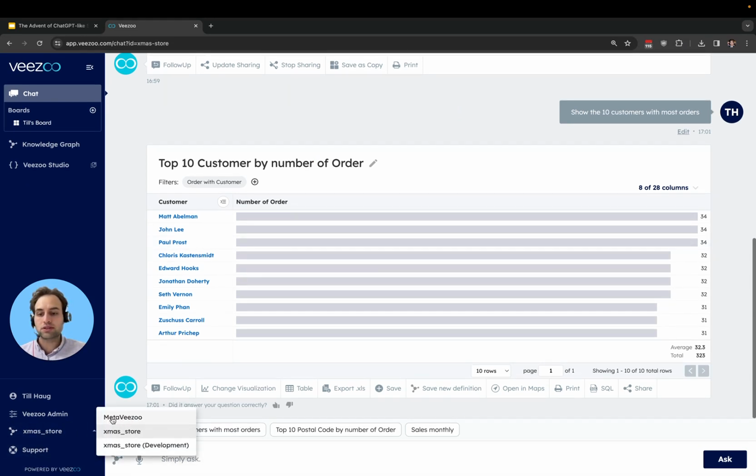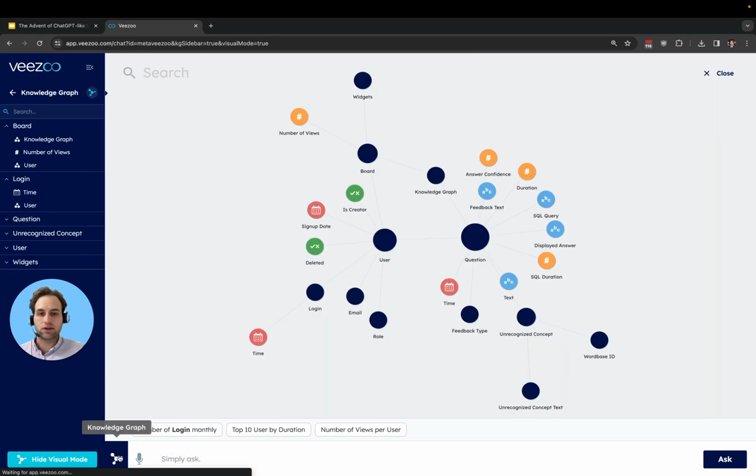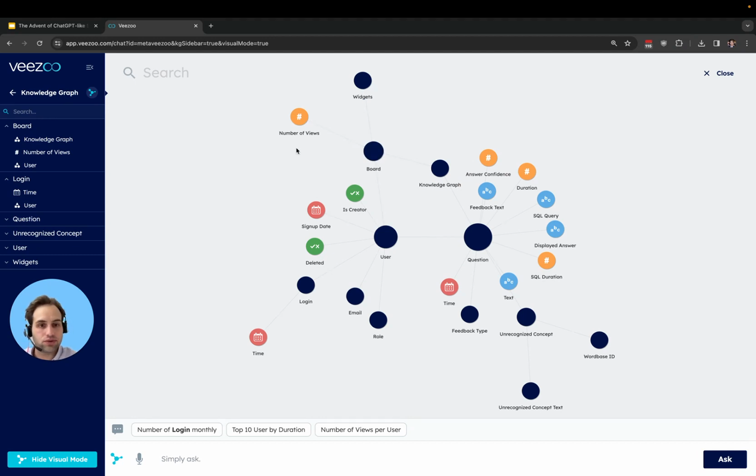The data team has here this knowledge graph called MetaVeezoo. And this knowledge graph, if we take a look at the visual representation, it's actually Veezoo on top of the Veezoo log data. So you can see all the questions that are being asked by the users. You can see on which knowledge graph they're asking the question, which user asked the question, obviously when they logged in, how often they logged in, what kind of dashboards people have, how often these are being viewed, how long a question takes to answer, and as well if the user gave feedback on an answer that they received.